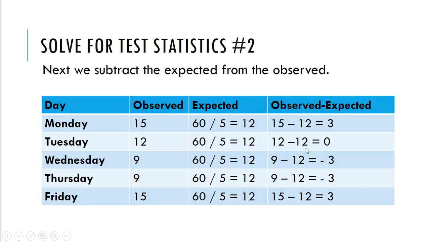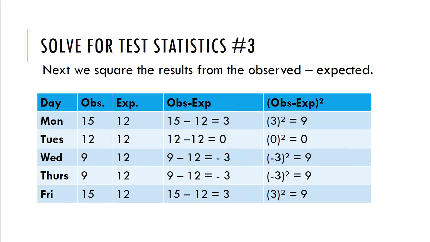Tuesday, 12 minus 12 equals 0. Wednesday, 9 minus 12 equals negative 3. It is okay to get negative numbers. It's fine. Don't worry about it. So, okay. The next step, and I know you're like, whoa, why are we doing all this work? If you had to do it by hand, and they used to do it by hand, many moons ago when I was an undergrad, I had to do this by hand.